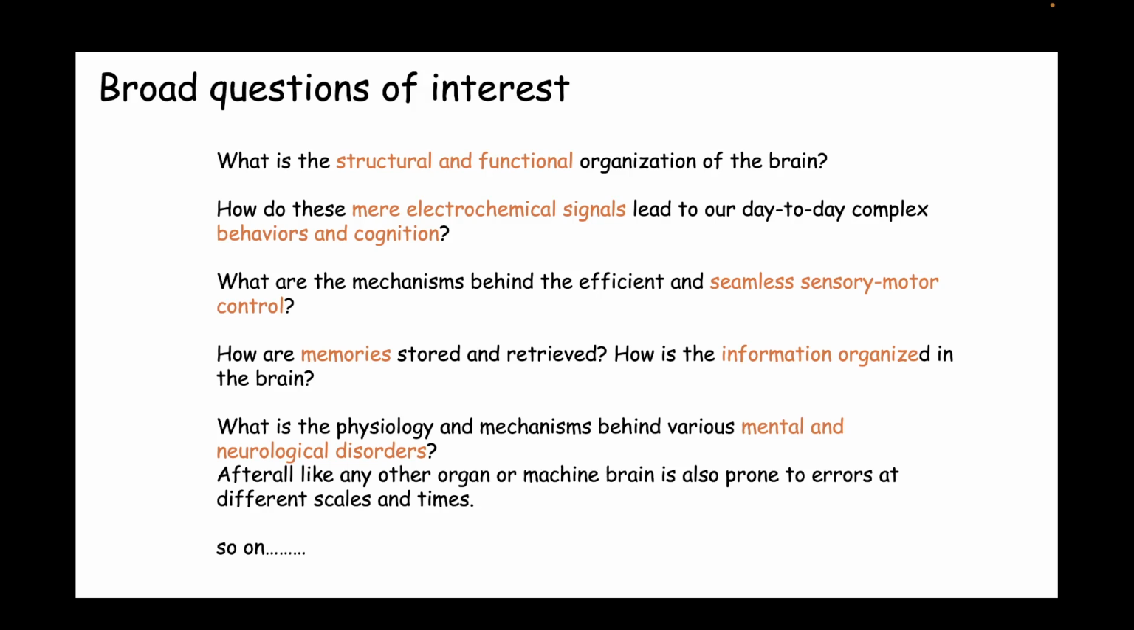Although we are putting the brain in a very good light, after all, it's another organ or a machine. So the brain is also prone to errors at different scales and different times, and it is also of interest, for the general good, to understand these disorders. So overall, these are a few types of questions that neuroscience and neuroscientists try to answer.